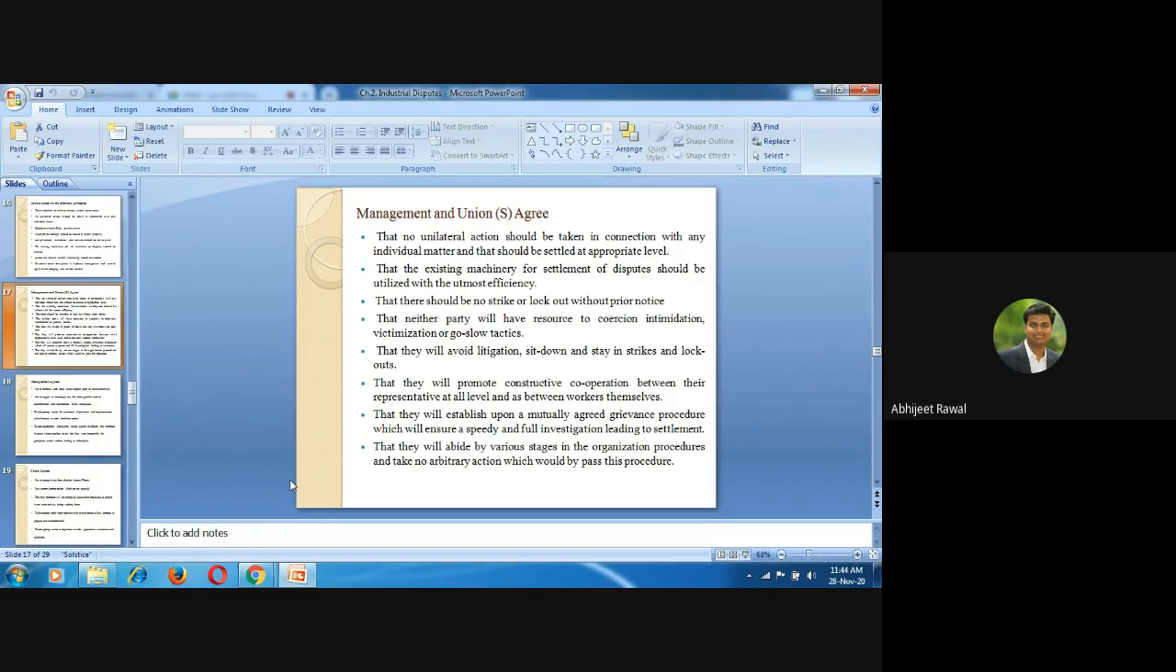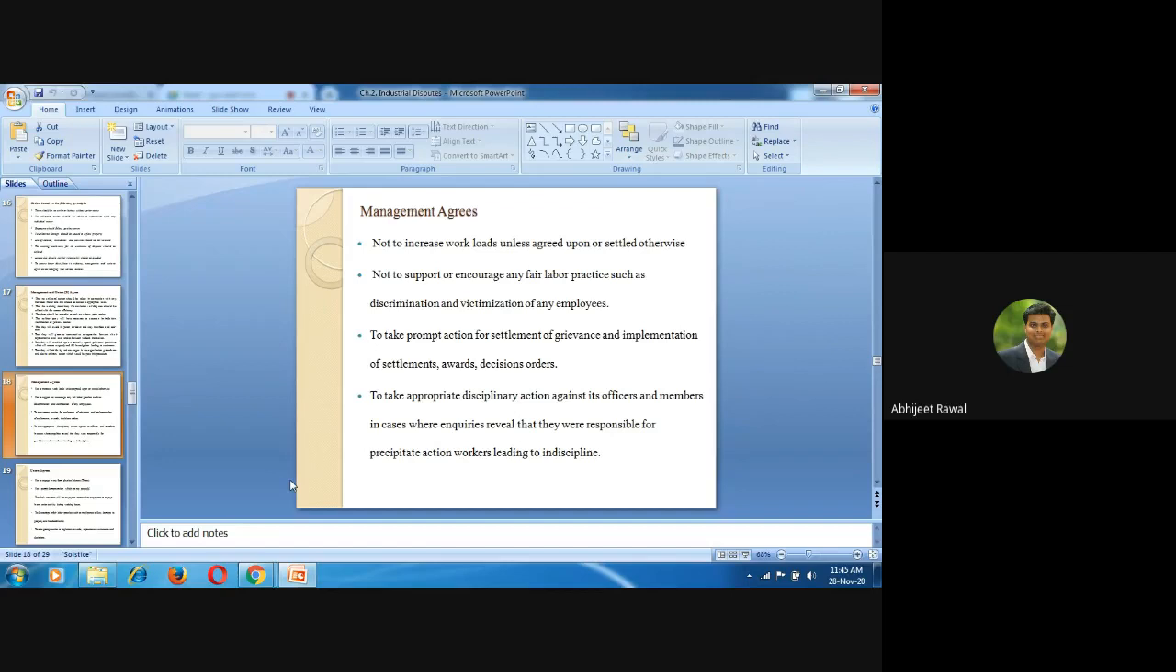Okay, they will promote a constructive cooperation between their representatives at all levels as between workers themselves. They will establish a mutually agreed grievance procedure. Both the management and the employee and union have to go for a grievance procedure. अगर आपको कोई भी प्रॉब्लम है आप जाके मारधाड़ नहीं कर सकते. In organization you have to always fight with the pen and paper. आपको पेन एंड पेपर से ही फाइट करना होता है. Okay, you need to follow all the procedures in an organization. आपको सारे procedures follow करने के बाद ही आपको सारा ग्रीवेंस को हैंडल करना होता है.